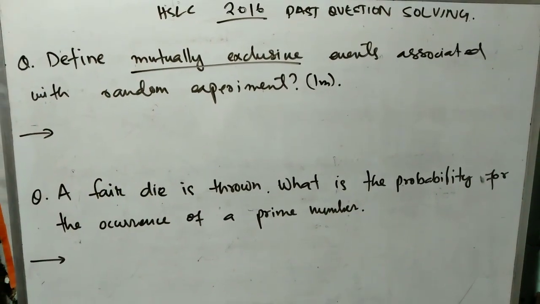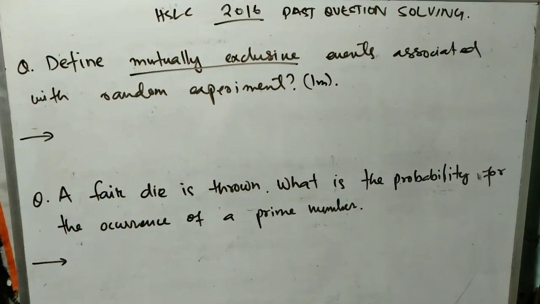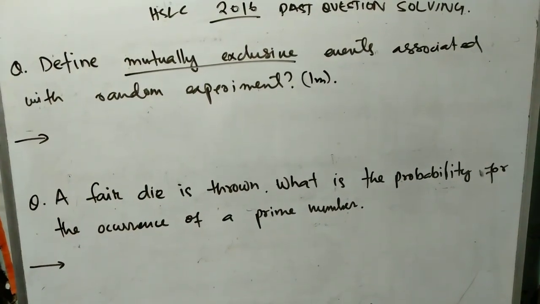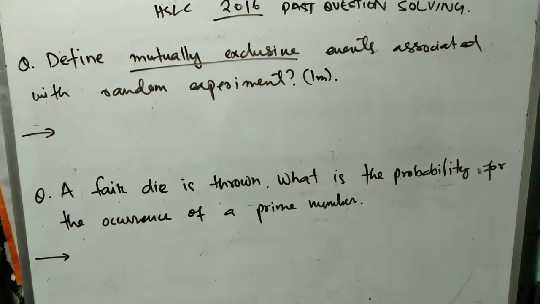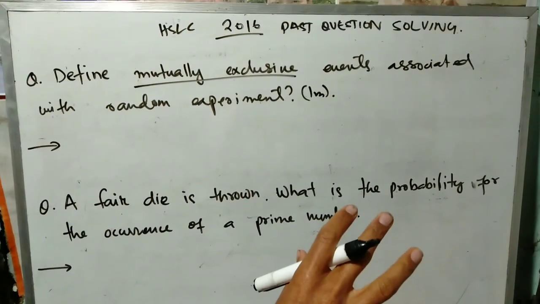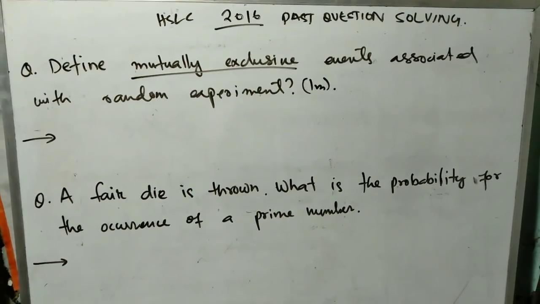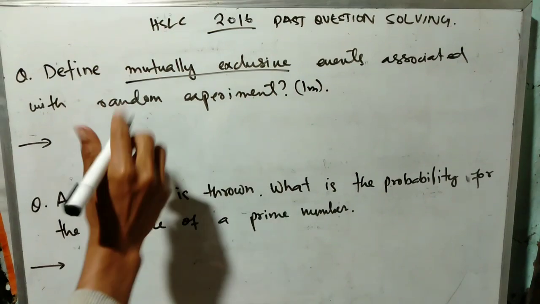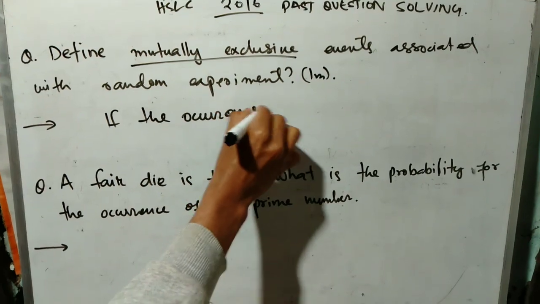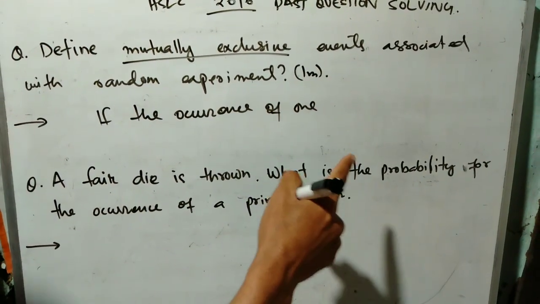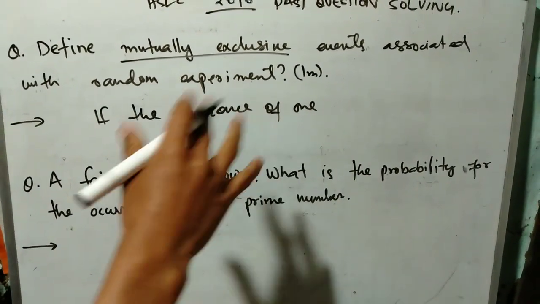Define mutually exclusive event. For example, in a lottery, events are said to be mutually exclusive if the occurrence of one forecloses all the others, giving no chance for the occurrence of the other.